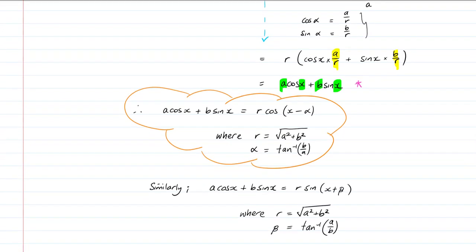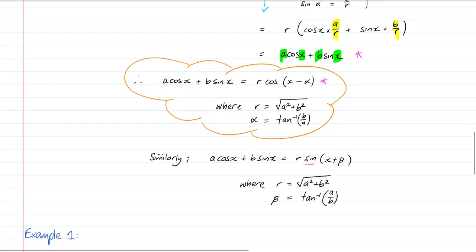A cos x plus b sine x can be written as r cos (x minus alpha), where r is equal to the square root of a squared plus b squared, and alpha is equal to tan inverse of b over a. Unless a question specifically asks you to identify it in terms of sine, this is going to serve the purpose that you need it to serve in pretty much all cases, because you can do a lot more with that function.